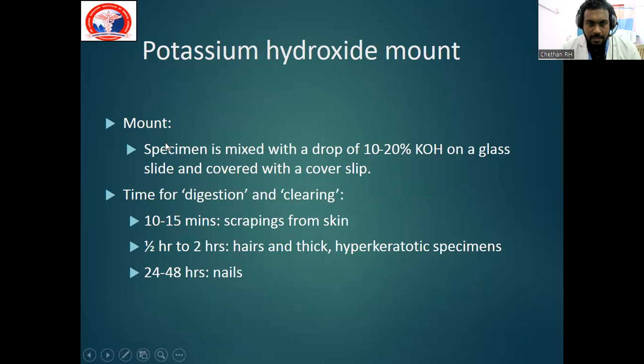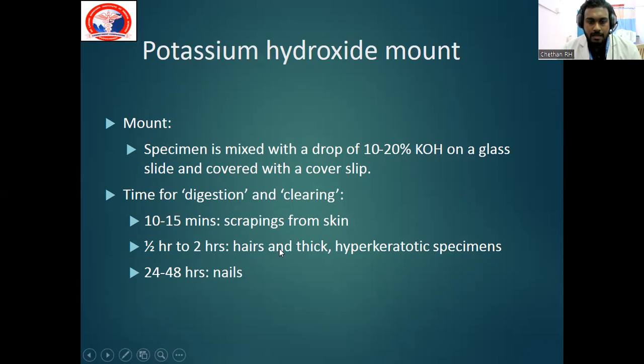So then, after collecting the specimen, you have to mount the specimen to the slide. The specimen is mixed with a drop of 10 to 20% KOH on a glass slide, and it is covered with a cover slip. Generally, for scrapings from the skin, it will take around 10 to 15 minutes for the digestion and clearing.